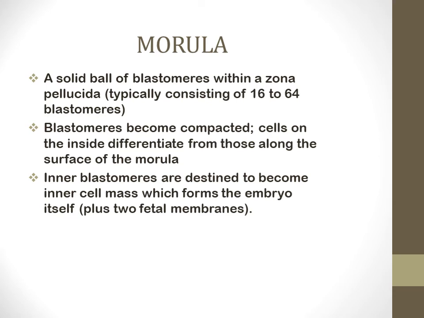They are designed to become the trophoblast, which forms the chorion and amnion, and these are the two fetal membranes of the conceptus. The inner blastomeres form gap junctions to maximize intercellular communication. They are designed to become the inner cell mass, which forms the embryo itself and also its fetal membranes.